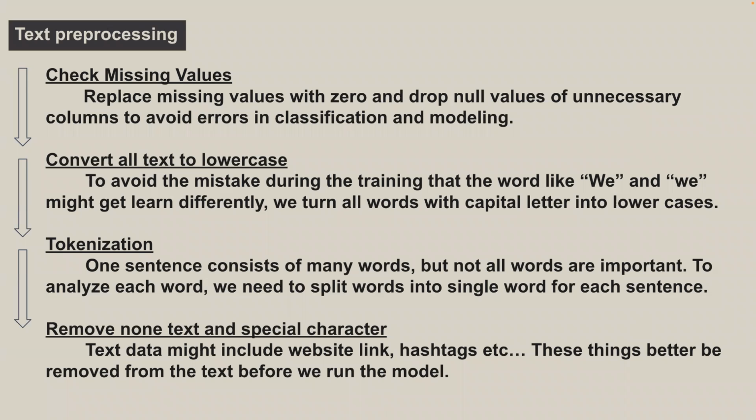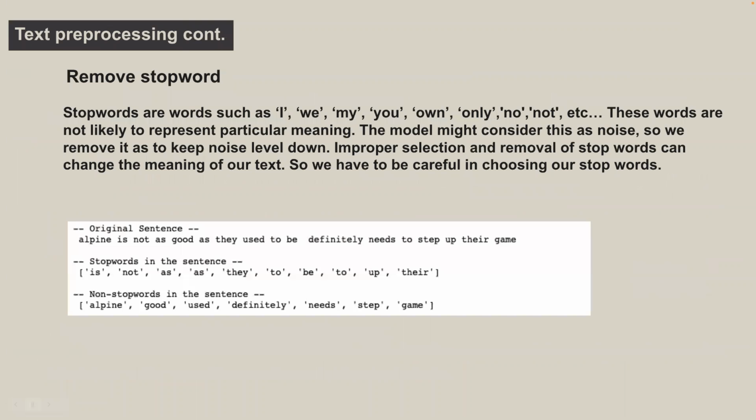Then the next step is to remove all non-text and special characters, or maybe characters that are in a different language, because they are kind of noise to this data set and for modeling. Moving to the next, remove stop words. Stop words in the NLTK library package are like I, we, you, not, must, not needed. Those words likely don't have a meaning to them, so the model may consider this as noise. We want to remove it to keep the noise level down.